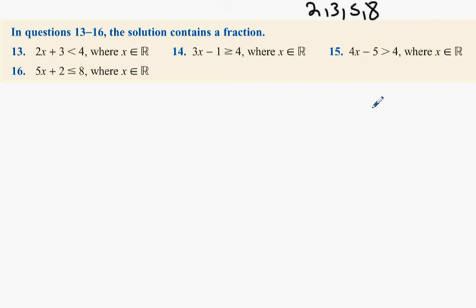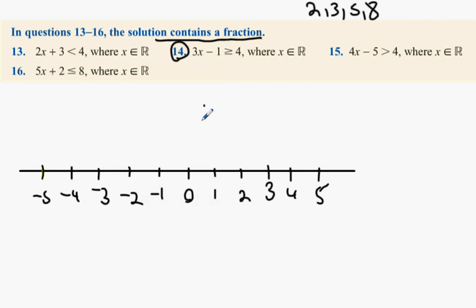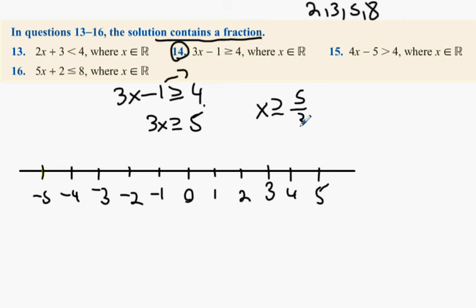And now I'm going to do 14. Solutions contain a fraction. Oh, that's an interesting one. Let's do 14. Okay. Now, what happens now, guys? 3x minus 1 greater than or equal to 4. Bring over the 1. What do we get? 3x is greater than or equal to 5. Divided by 3. X is greater than or equal to 5 over 3.